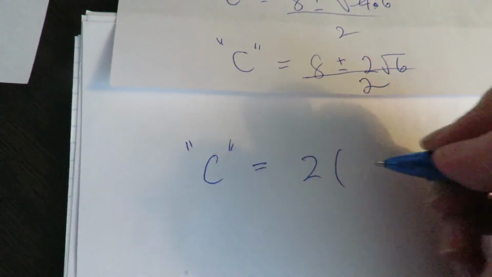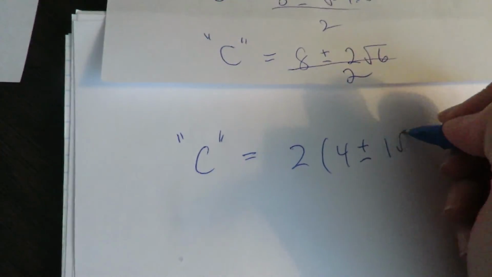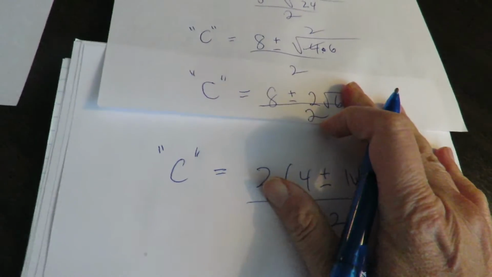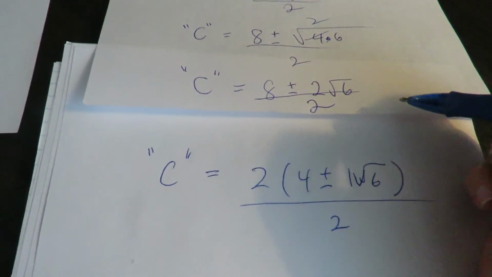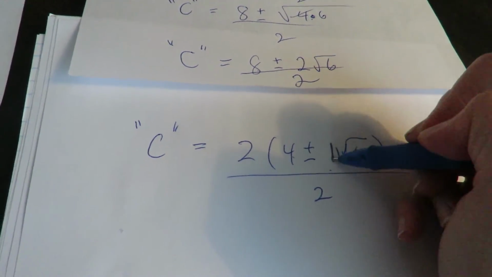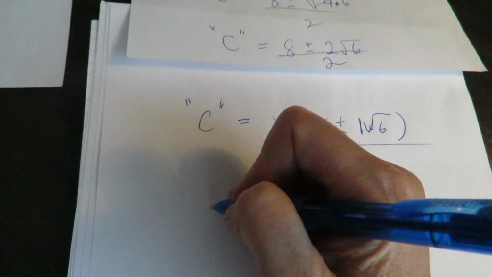I'm just going to add an extra step here because I don't want people to be confused. So what I'm doing is I'm factoring a 2 out of the numerator. So a 2 from here makes a 4, a 2 from here makes a 1. And then I can reduce this too.